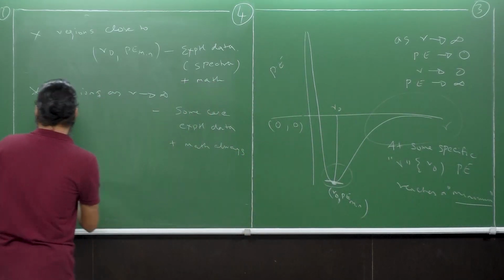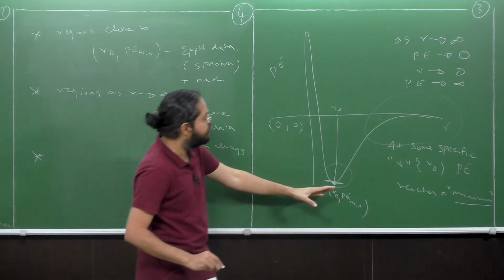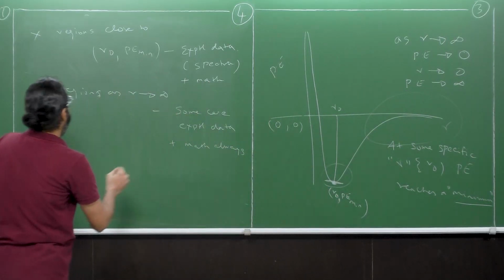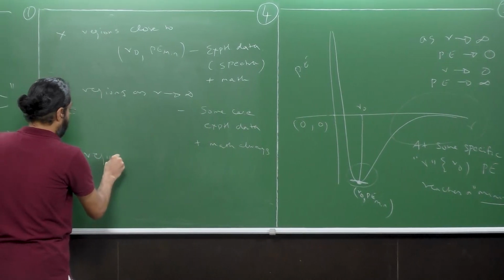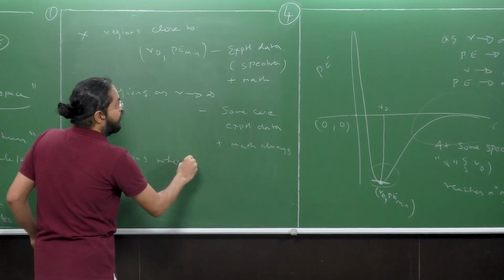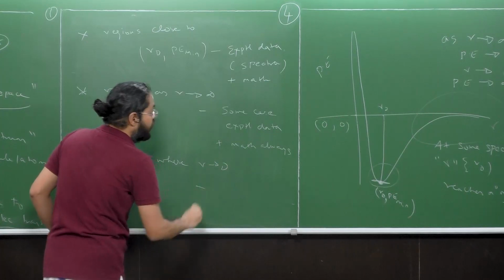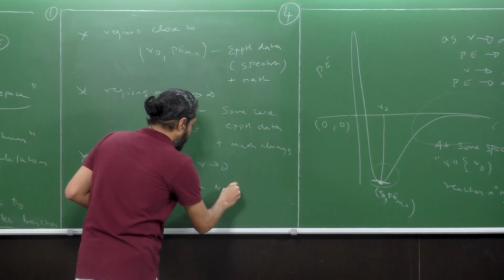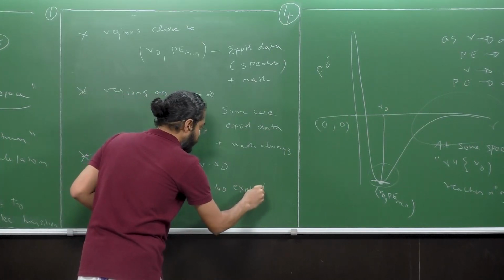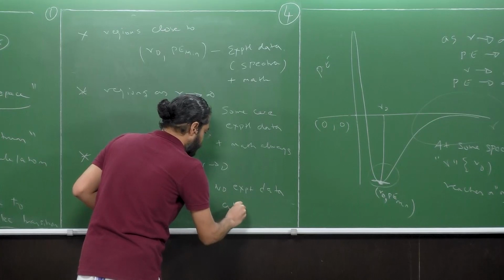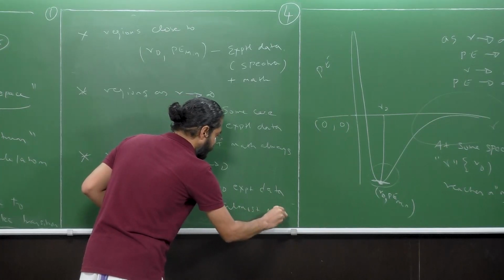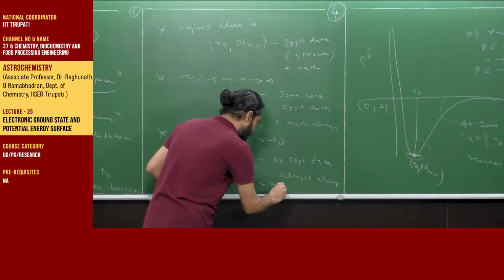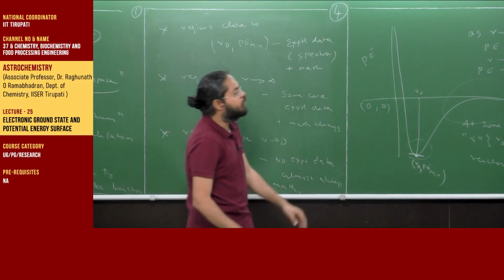But for the regions to the left of your R naught and P min, regions where your R tends to 0, we do not have experimental data almost always. No experimental data, almost. Instead, we rely purely on math. All right, we rely purely on math.